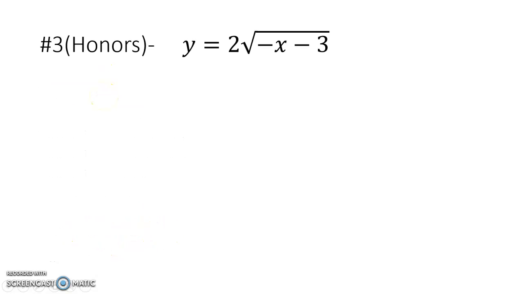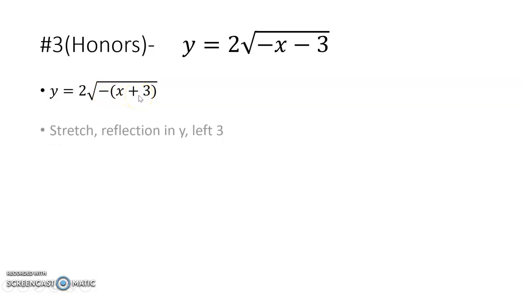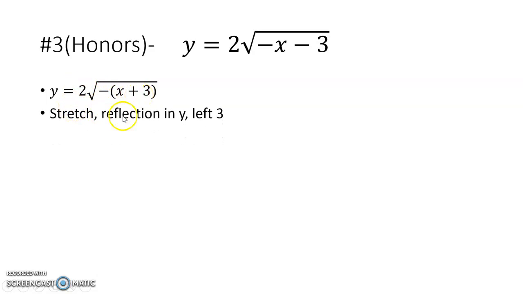Now this is only on the honors class. The regular class does not have this negative, so I'll make sure that's clear to you. Okay, so what we do first is factor that negative out of there to make it positive. This is a stretch from the 2, it's a reflection over the y-axis because of that negative, and it's left 3. Not right 3 as it originally appears, but left 3. That's going to be the point negative 3, 0. Again, the 2 doesn't show up in there.